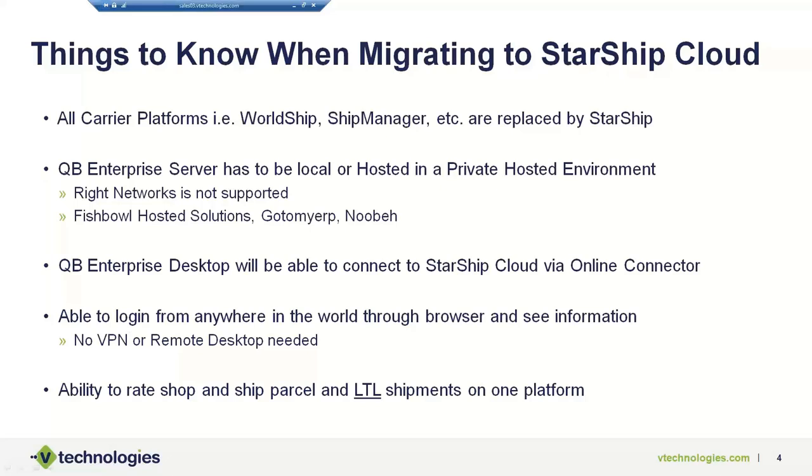QuickBooks Enterprise Desktop will be able to connect to StarShip Cloud via online connector. We get this question asked a lot because Enterprise is an on-premise platform. StarShip Cloud does utilize an online connector on each workstation printing shipping documents. That way we can make that company connection to your QuickBooks company, and that allows that connection to occur. So orders can come in, orders can be processed, and tracking information and freight costs can be written back.